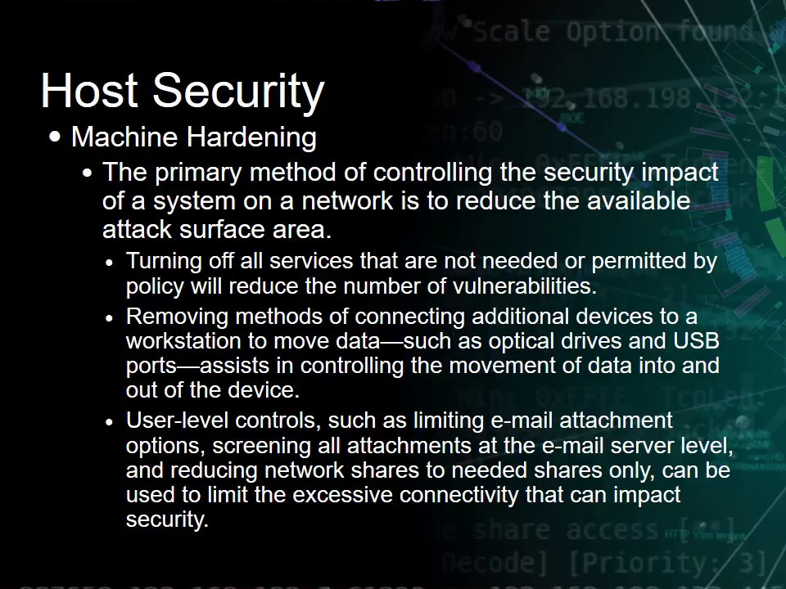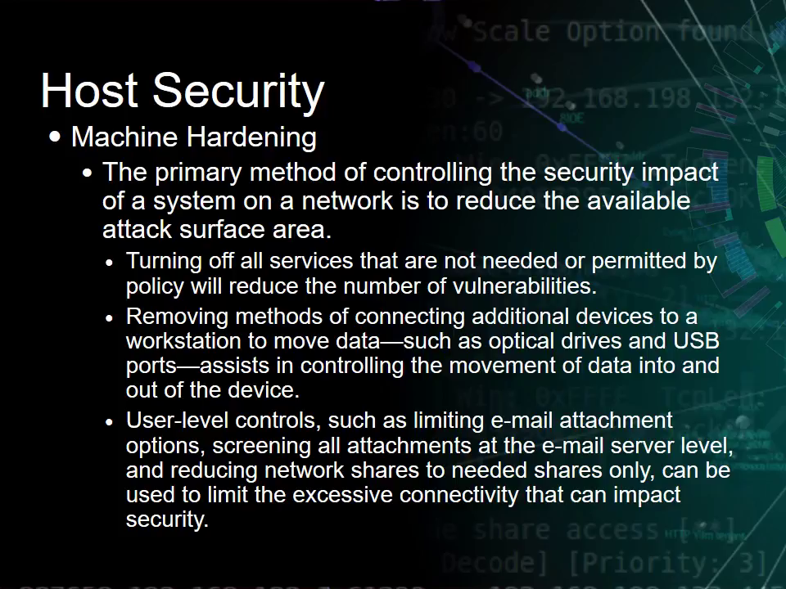So first off, turning off all services that are not needed or permitted by policy will reduce the number of vulnerabilities. So if you don't need FTP, don't turn on FTP, or set up secure FTP instead of regular FTP. Same thing with Telnet. You can allow SSH and turn off Telnet, things of that sort. Removing methods of connecting additional devices to a workstation to move data, such as optical drives and USB ports, assists in controlling the movement of data into and out of the device.